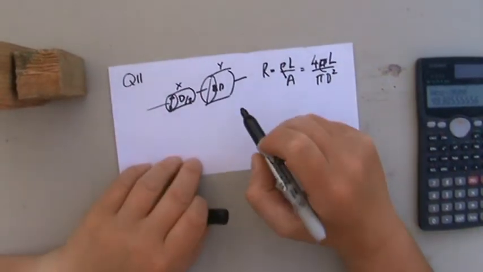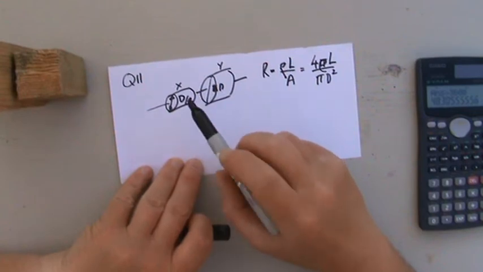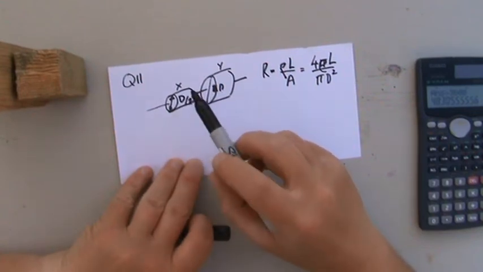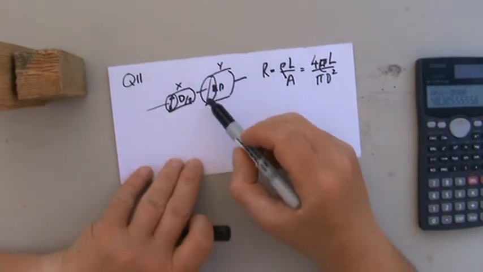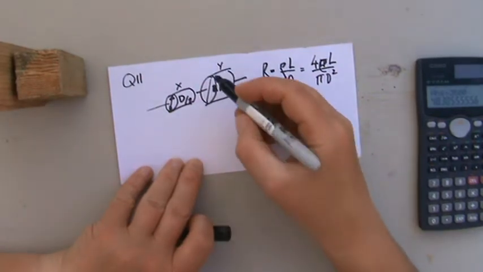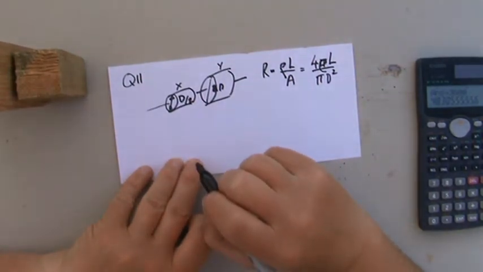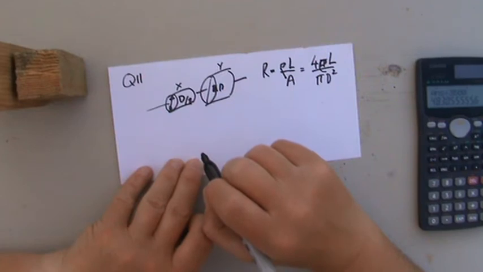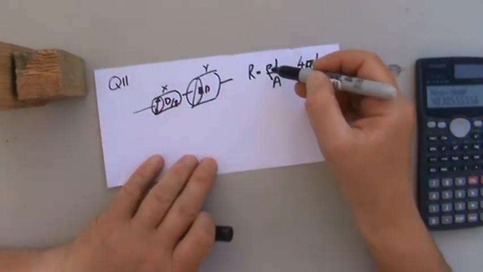Question 11 is about some resistive putty, two pieces of the same length made from the same material. It tells you that the diameter of y is twice that of x, so I've called the diameter of y d and the diameter of x d over 2. And it tells us that the resistance of y is R, so I've written down resistance is resistivity times length over area.